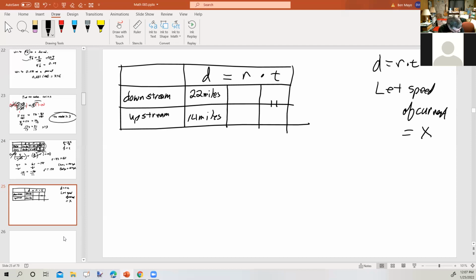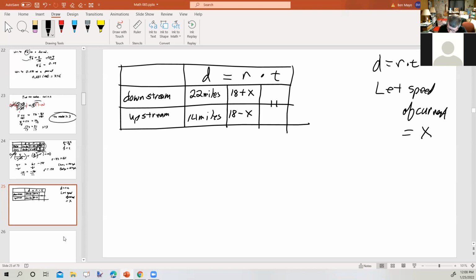So what's the boat capable of by itself? It says a boat that travels 18 miles an hour in still water. So going downstream, what have you got? You've got the 18 miles an hour plus the speed of the current. Going upstream, you've got the 18 miles an hour minus the speed of the current because it's working against you. Everybody okay where I got 18 plus X, 18 minus X? It's the speed it's capable of. Downstream, we add the current. Upstream, we subtract the current.